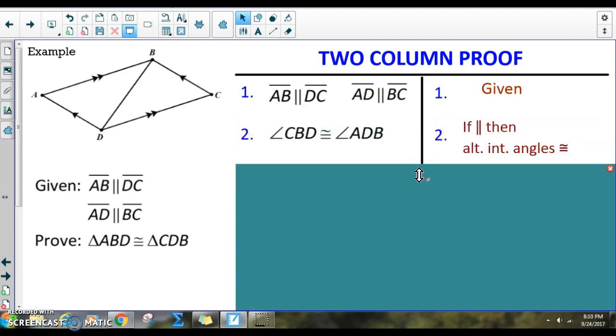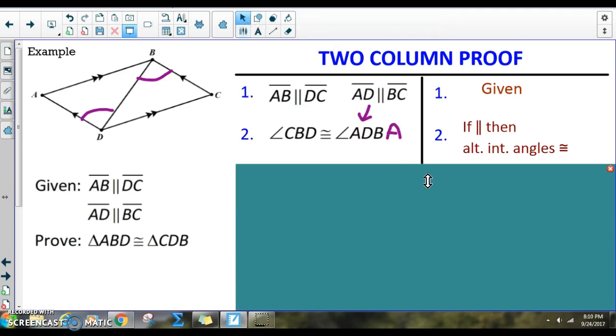My next step that I have here was to say that angle CBD was congruent to angle ADB. So let me mark those here. CBD and ADB are here and here, and they are congruent because AD is parallel to BC, and they are a pair of angles. Okay.